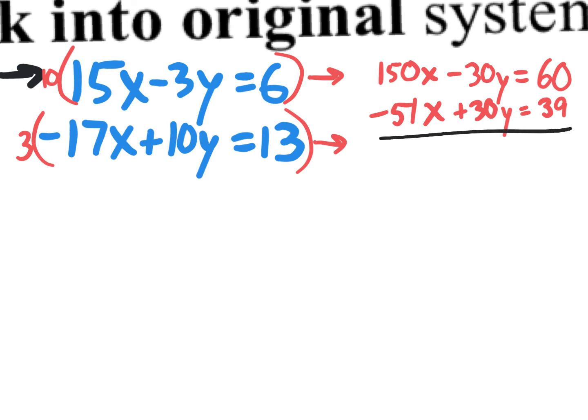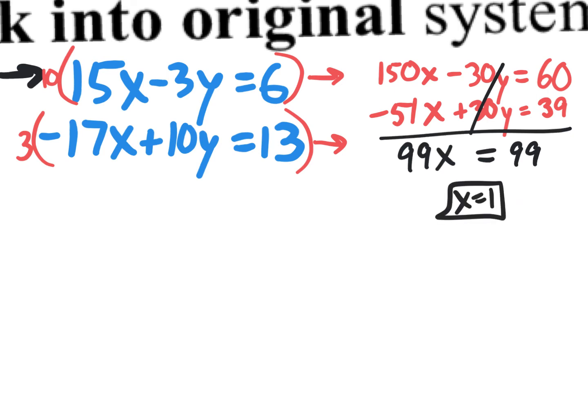Combine those lines. When I do 150, take away 51, that will give me a nasty 99x. These guys over here do cancel. I have an equal sign, and thank goodness 60 plus 39 is also 99. So what happens here? What's my answer? X equals 1. Thank you so much. X equals 1. Now, we are solving a 2x2 at the moment. Remember, we created a new 2x2. Here's our new 2x2. We have one answer. I need the other. What do I do?